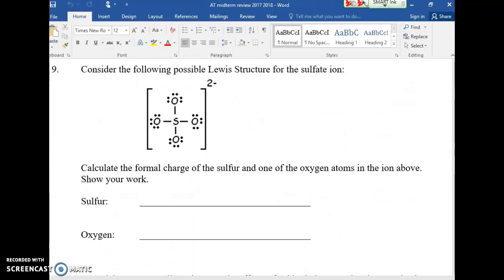Number 9. We give you a Lewis dot structure of something called the sulfate ion, and we want you to calculate something called the formal charge of the sulfur and one of the oxygen atoms. We do this to evaluate the likelihood that the molecule that we've drawn exists in that arrangement in nature.